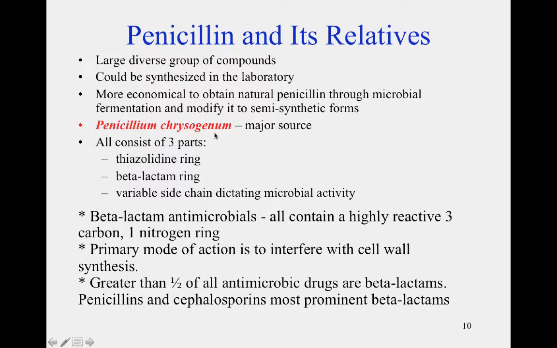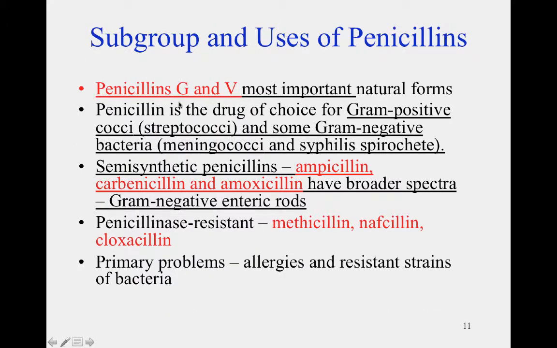So this is a fungus, and generally these antibiotics contain 3 chemical components. The most important or worthy to note here is the beta-lactam ring. So all antibiotics that contain this beta-lactam contain a highly reactive 3-carbon, 1-nitrogen ring, and they all work to target the synthesis of the cell wall, and actually half of them are beta-lactams. So penicillin G and V are the most important naturally occurring forms.